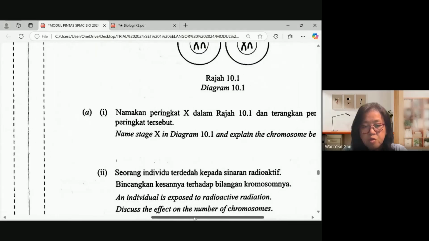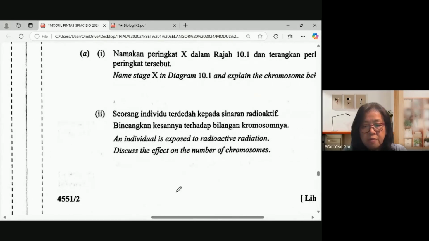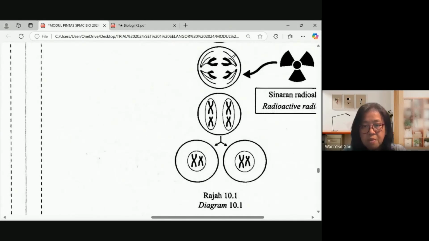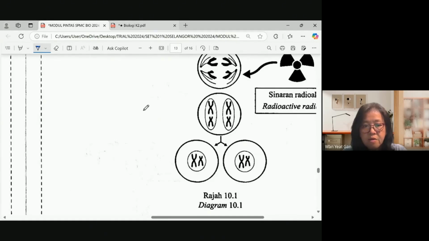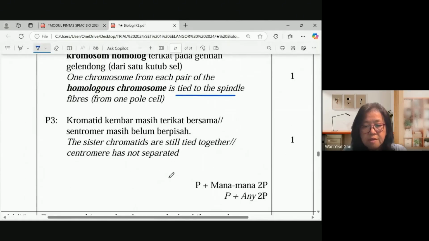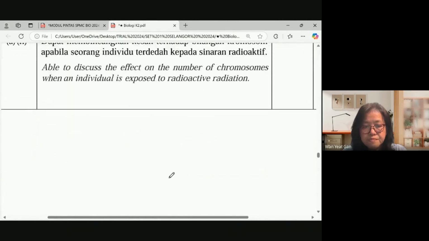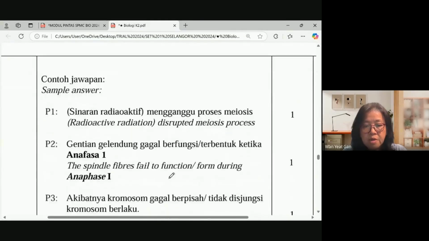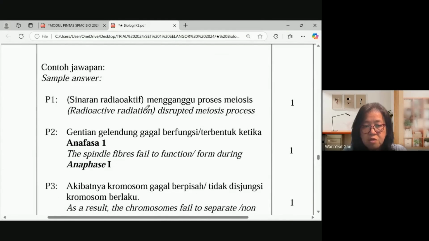An individual is exposed to radioactive radiation. Discuss the effect on the number of chromosomes. So he is exposed here during anaphase 1. So what will happen is that non-disjunction will occur. Now the radioactive radiation will disrupt the meiosis process.